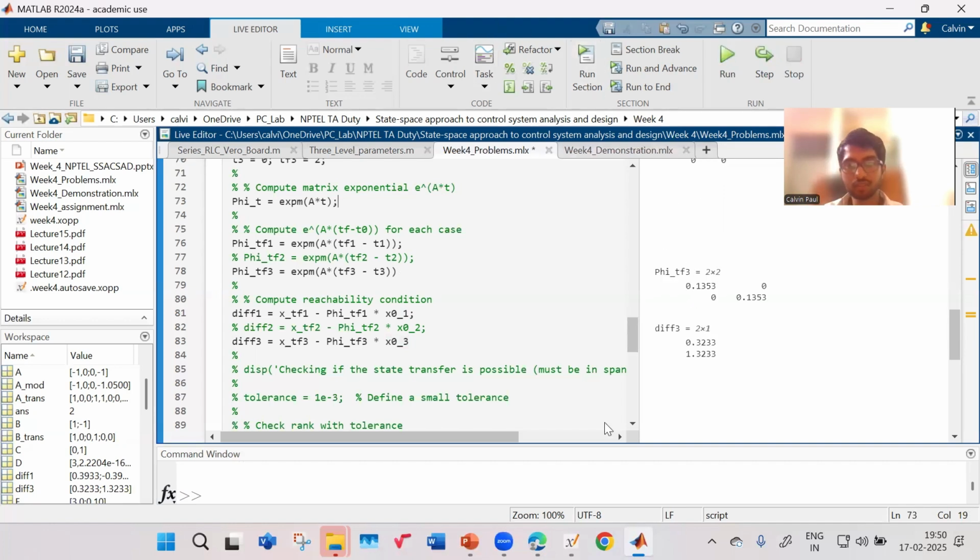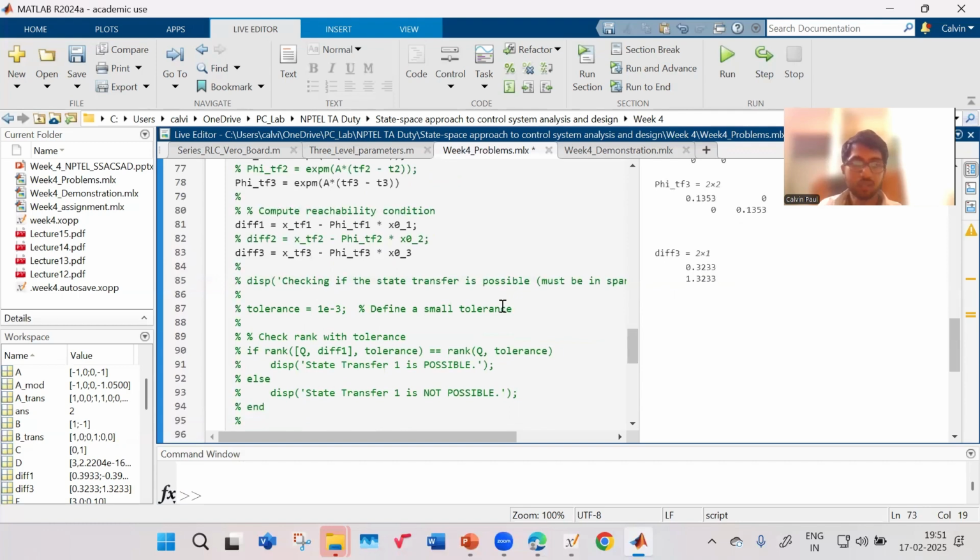Okay, let us run the section. So this is phi t of 3, and this is a difference. If you see this difference, 0.3233 and 1.3233, it is not a multiple of the B matrix. It is not scaled by 1 minus 1. In the previous case, it was scaled by 1 minus 1, but in this case, it is not. That is why state transfer is not possible.